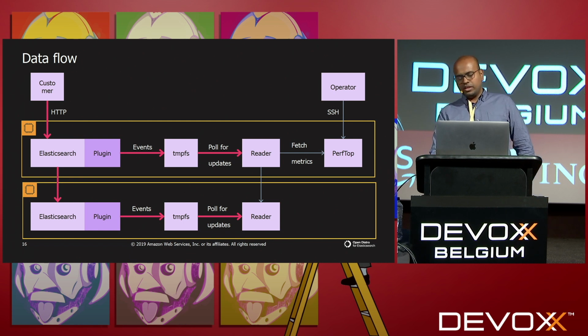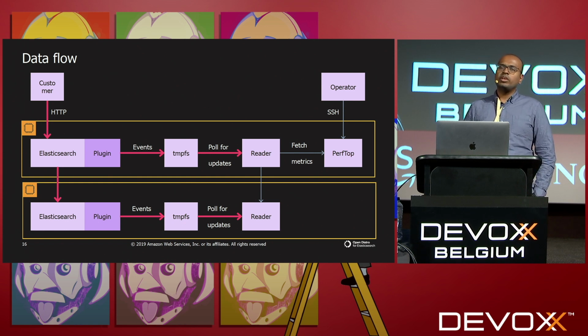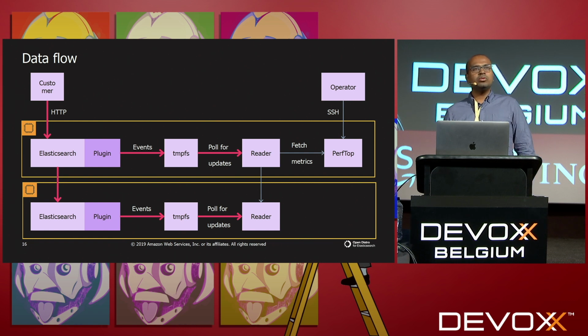What we have in the reader is a SQLite database that allows us to load and process these events. On a typical cluster, you can do about 100K docs per second, so it's generating a large number of events. And with SQLite, we were able to do this with very little resource consumption.